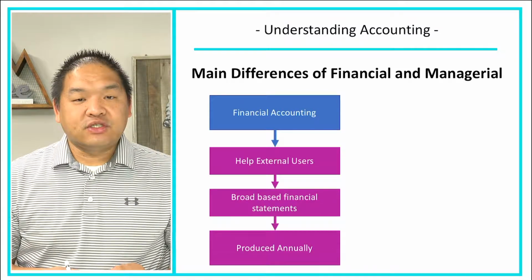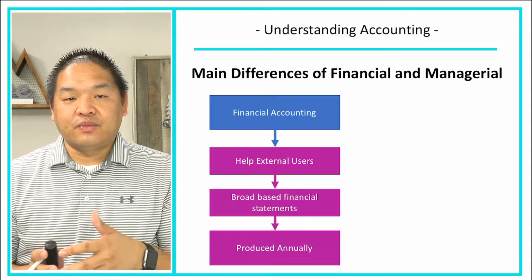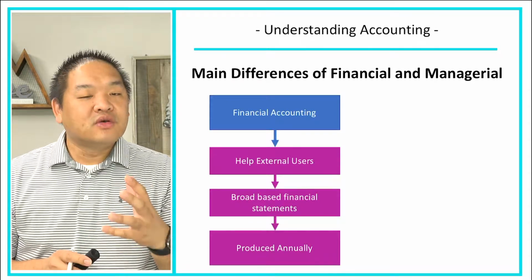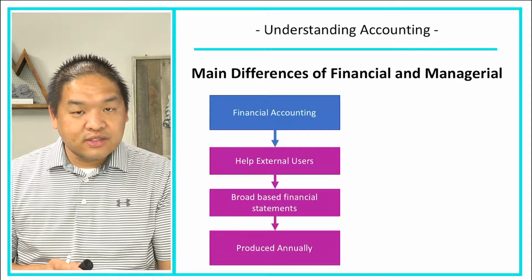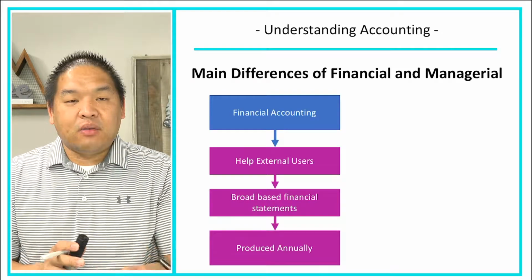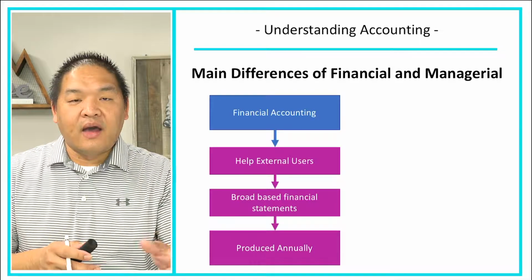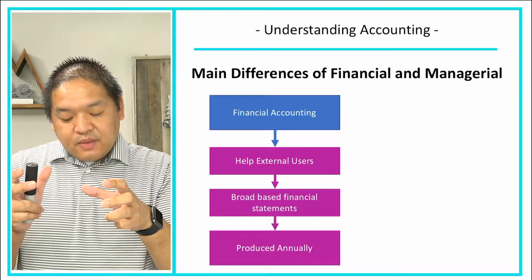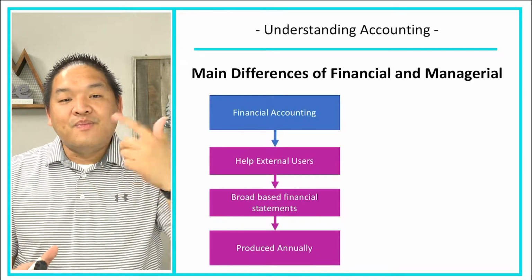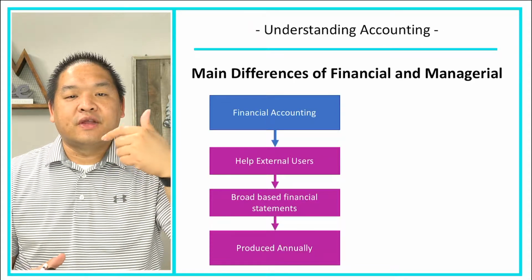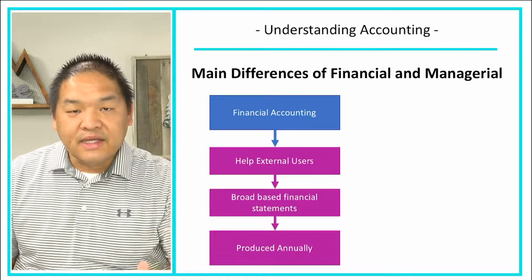Now, these financial statements are typically produced annually, so once a year. Most of the time they're also produced quarterly as well, but it's going to be dependent on whether they're public or private or whatnot. But we produce these on a periodic basis, whatever that means. So every quarter or every year.